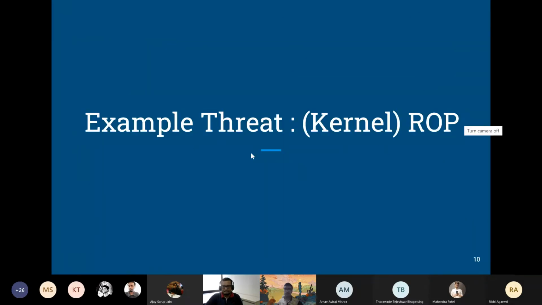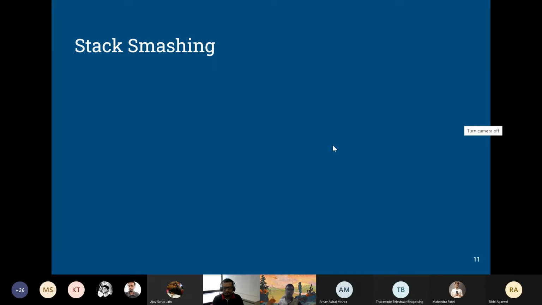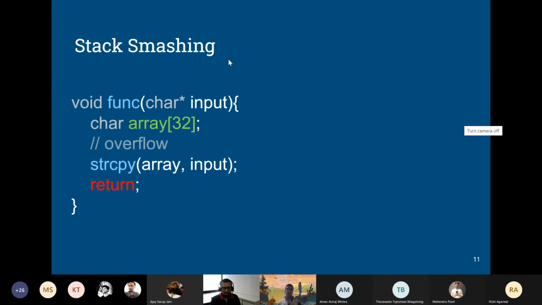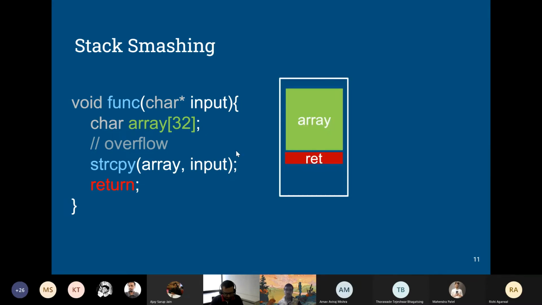Okay. Sure. So over here we will be talking about an example thread of ROP, but in the context of kernels. First of all, some background on ROP and stack smashing. What's stack smashing? Suppose we consider this function which has an array of length 32, and then you're copying something into this array from an input. However, there are no checks whether what you are copying is indeed of length 32 or not. It could possibly have more. It could possibly be like 100 bytes, and what happens in those cases?